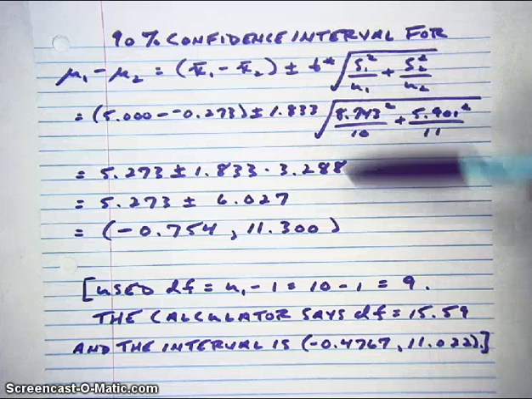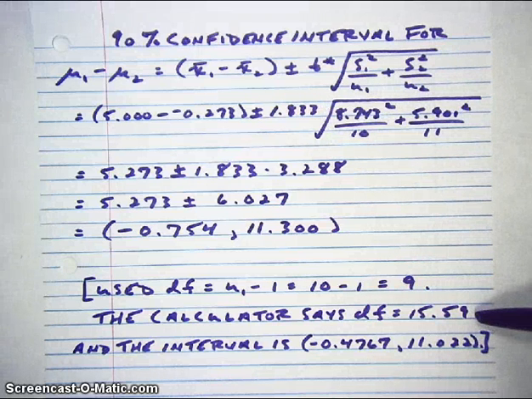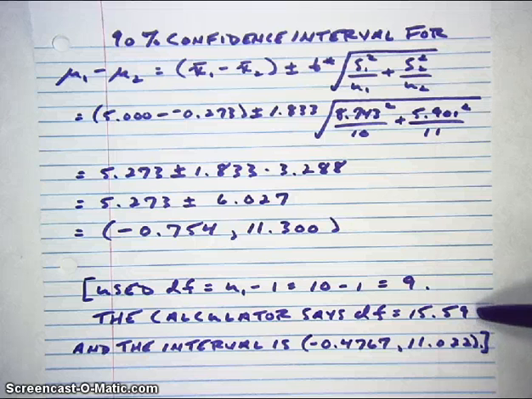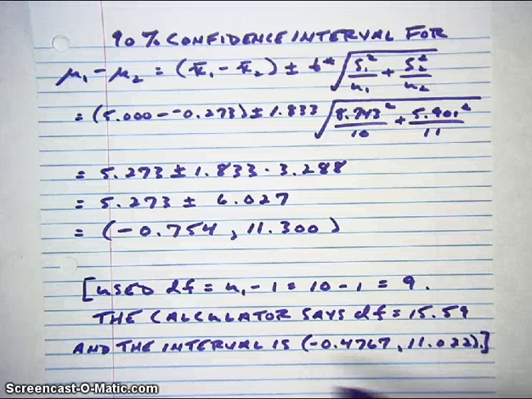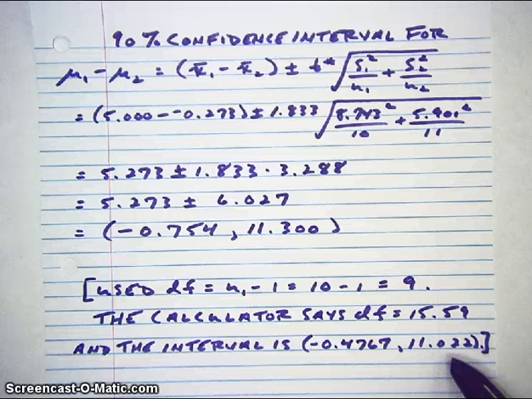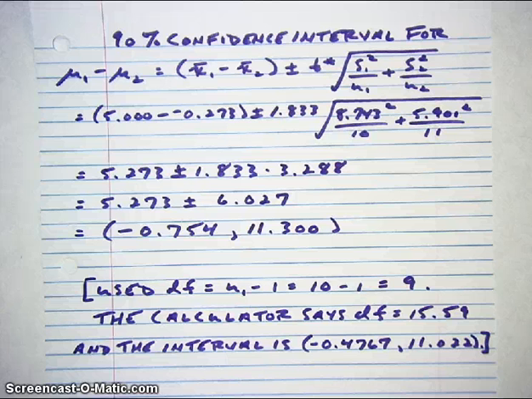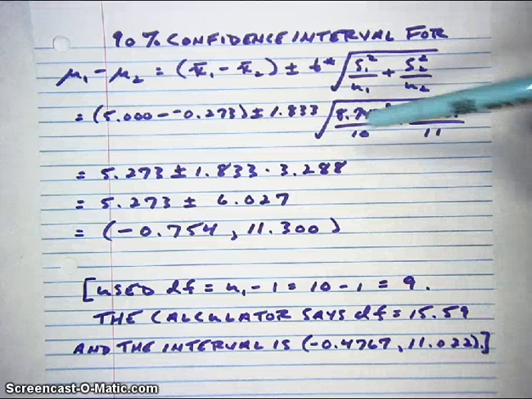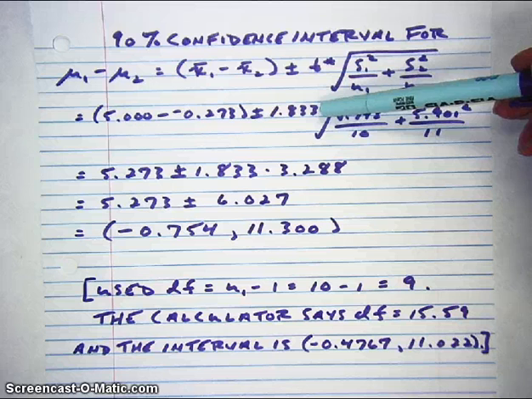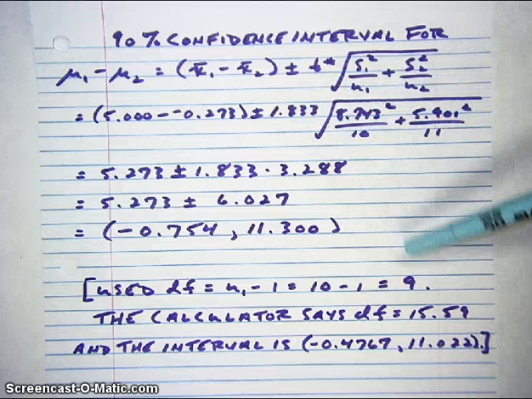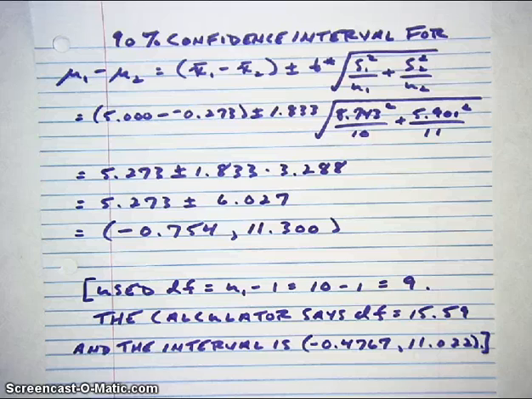If you do this on the calculator, it will use a much more complicated formula and will calculate degrees of freedom to be 15.59, and the interval in this case on the calculator is negative 0.4767 to 11.022. Now you see that the calculator's interval is narrower than the one we got by hand. That's because the calculator is using a higher number of degrees of freedom, and so the value of t star that it would use would be smaller than this. The margin of error would be smaller, and therefore the interval would be narrower.